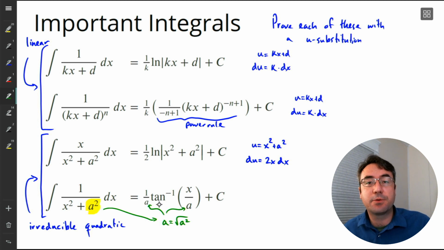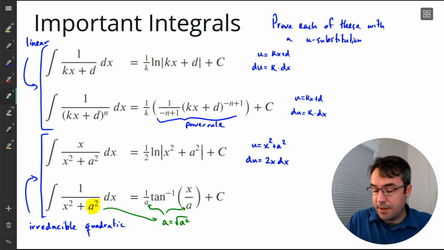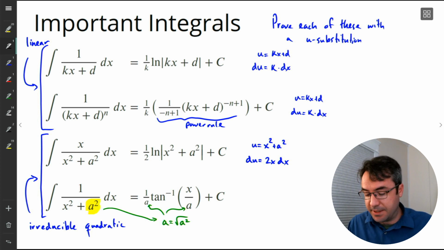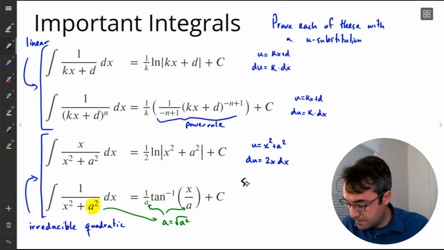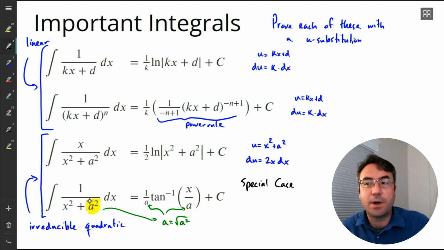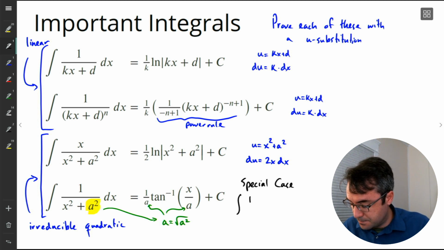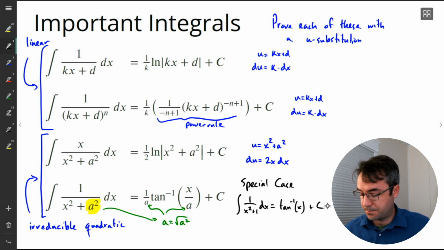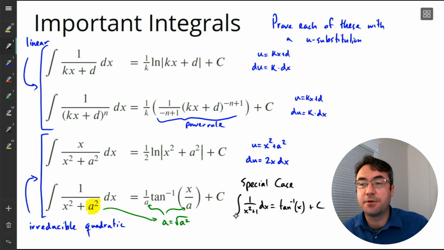This one can also be proved from a u substitution. We've seen this type of form before. The special case of this is when this is just a plus 1 here, and we know that's just the inverse tangent function. So now we're seeing what happens if we have a different constant other than a plus 1. How do we integrate that?